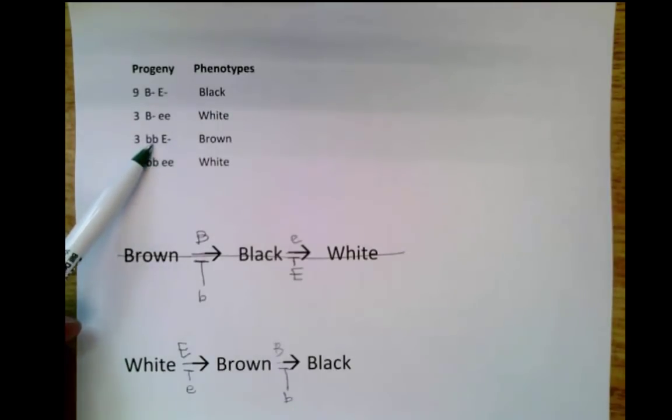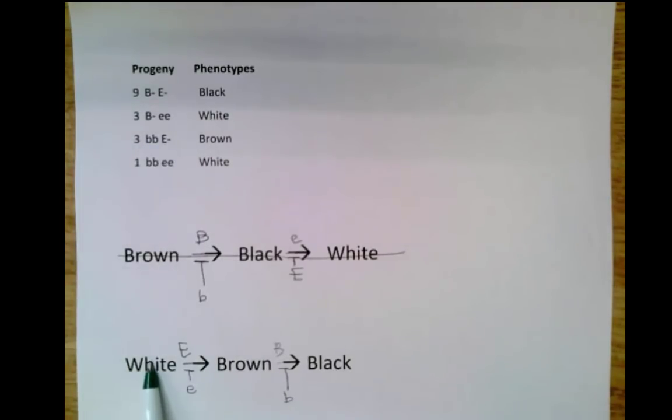The third one is little b, big E. Big E lets it go through to brown, and little b blocks the second step and you're stuck at brown. So that one is in agreement. And then finally, the double recessive, we expect it to be white. You start at the left here, and the first thing you encounter is the little e, and that blocks that first step, and you're stuck at white. So this particular pathway does in fact work, and it predicts the behavior of those genes on regulating the different coat colors.